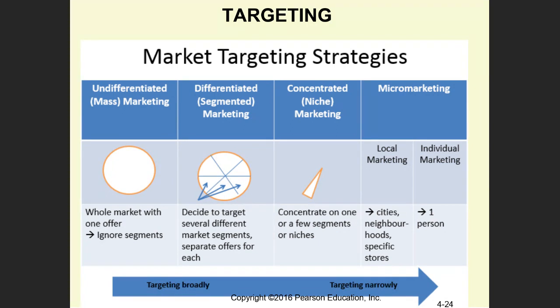Most of the brands, by the way, use a differentiated targeting strategy nowadays. Like the apparel stores like Gap, and so on. This is the differentiated targeting strategy. Who uses a concentrated targeting strategy?